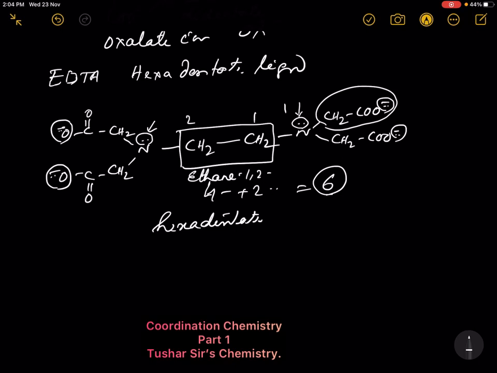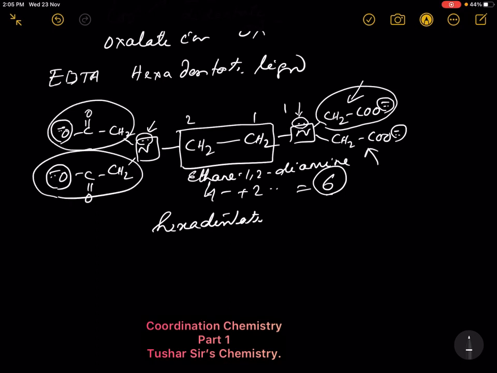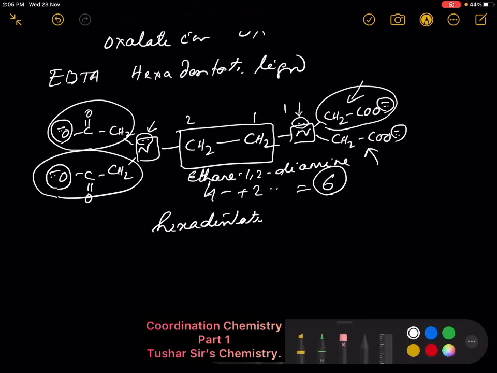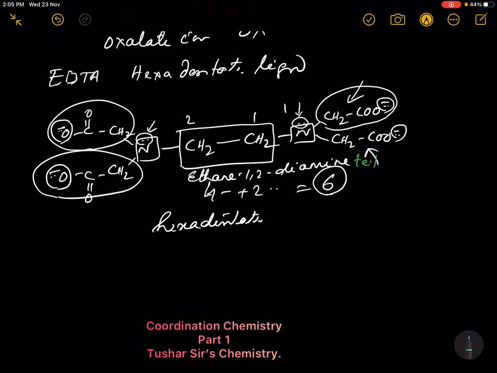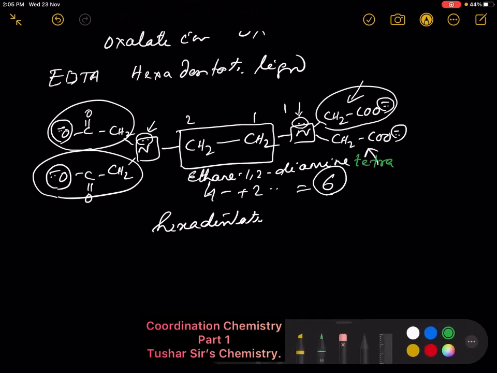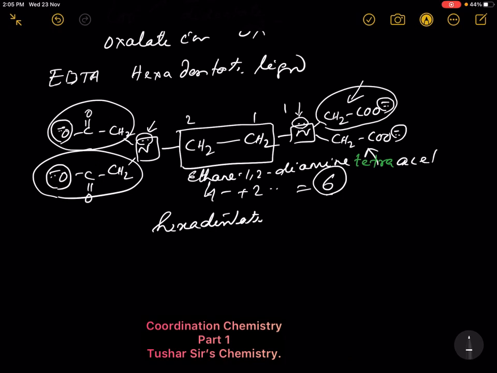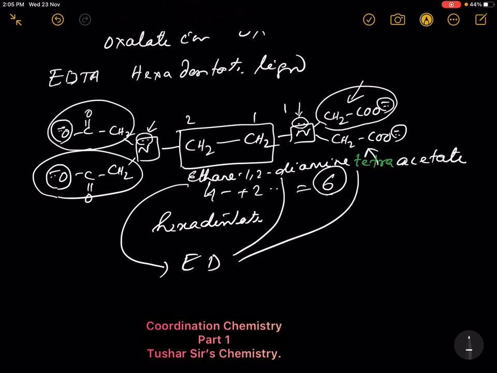Then these are acetate, and how many acetate parts are there? 4. So we can write tetraacetate, and the name is EDTA. It is hexadentate. EDTA 4 minus. Why? 4 negative charges are there.